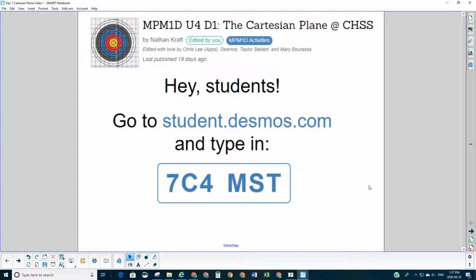So if you haven't done so already, I want you to go to Desmos or student.desmos.com and start by trying this introductory activity and type in that code. And you can push pause and come back to the video once you've done the Desmos exploring activity.